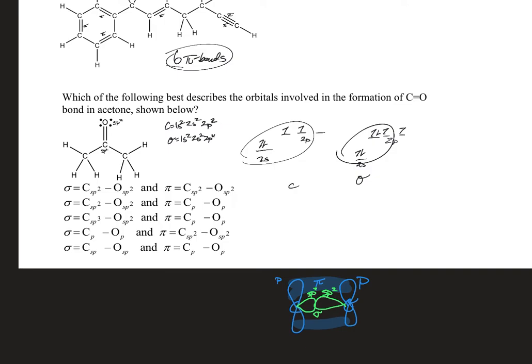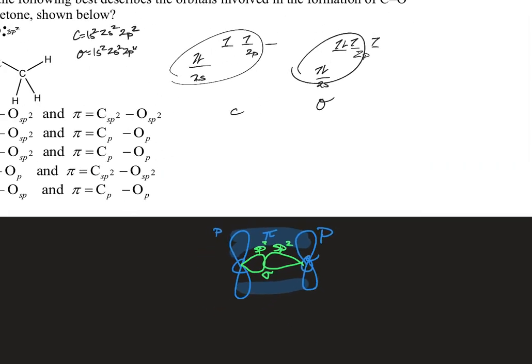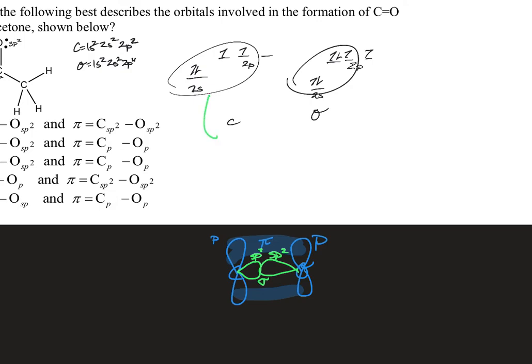Now, which of the following best describes the orbitals involved with the formation of the CO double bond in acetone shown below? Well, if we look at this, it's like sp. We have technically 2 sp2, and same with the other one because they're both from the second energy level.